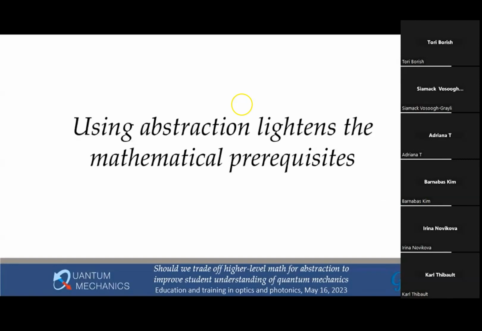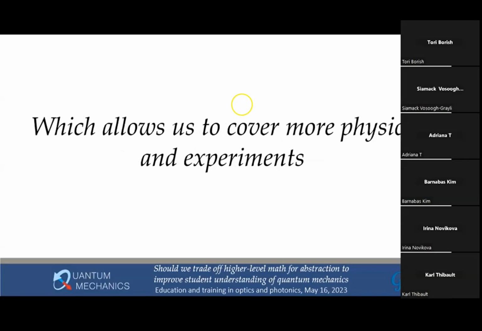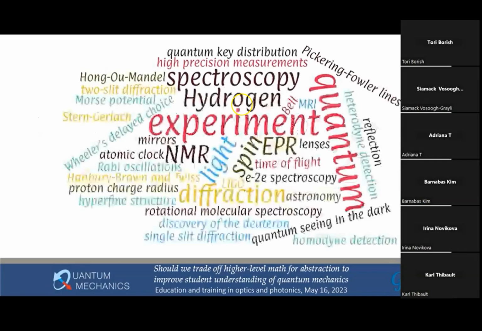Now, using abstraction lightens the mathematical prerequisites. You can see we didn't need calculus to get a wave function, even though you've normally been taught that it's a solution of a second-order differential equation, and you have to solve it with a series solution. And that in and of itself cuts out a whole bunch of people who are never going to be able to follow what it is that you're doing there. Now, this allows us to cover more physics and more experiments in the quantum class because we're not spending a lot of time teaching them math.